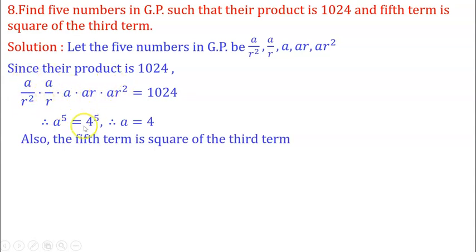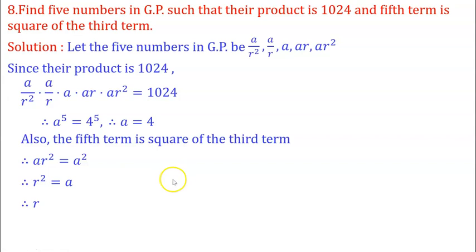After simplification, r^2 into r^3 cancels, and a into a into a into a into a, that is a^5, is equal to 1024, which means 4 raised to 5, and hence you will get a is equal to 4. Also, the fifth term is the square of the third term, which means ar^2 is equal to a^2. The third term is a, its square is a^2. After simplification, you will get r^2 is equal to a.